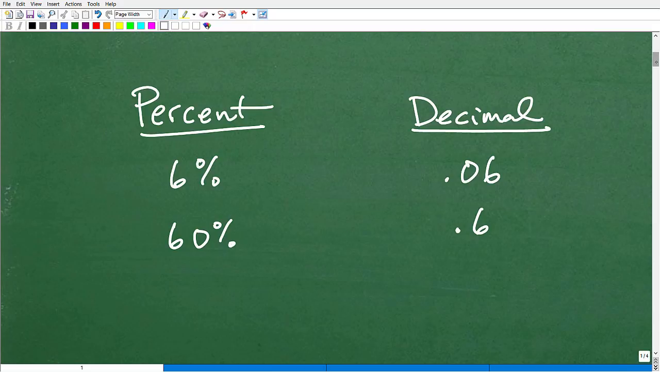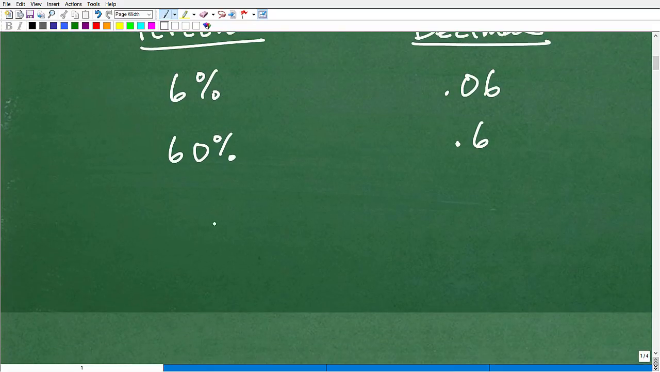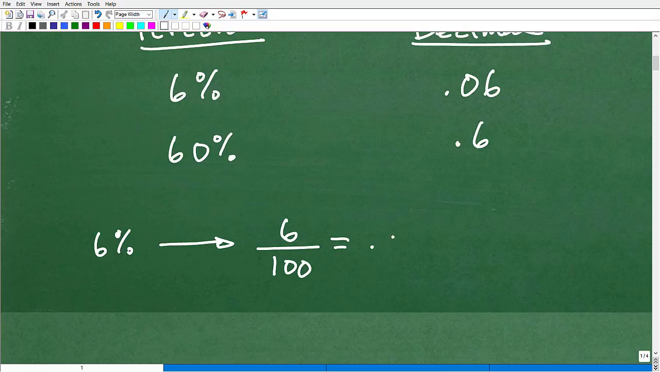Okay, so the way we get from a percent to a decimal, there are a couple different ways you can go about it. Let's go from 6%. We could take the 6 and just divide it by 100, and when you do that, you're going to get 0.06. That is the very common approach. Just take your percent divided by 100, and you'll get your decimal. But one way, and we're doing the same thing, is to move the decimal point over.